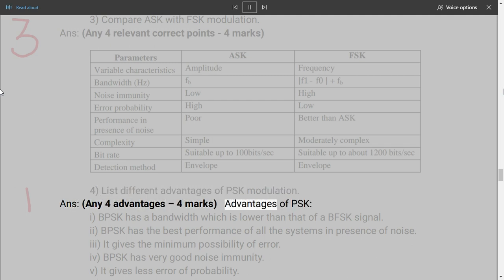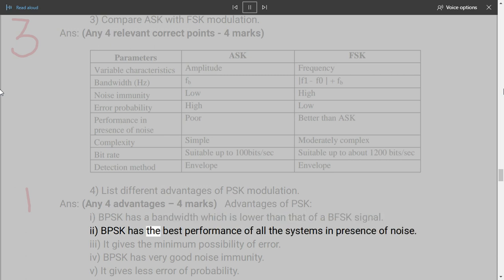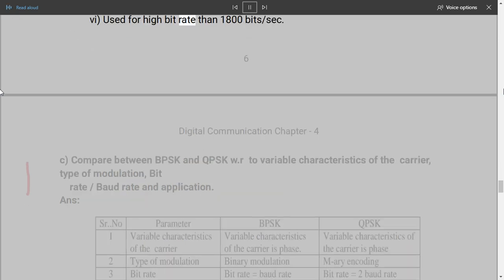Advantages of PSK. 1. BPSK has a bandwidth which is lower than that of a BFSK signal. 2. BPSK has the best performance of all the systems in presence of noise. 3. It gives the minimum possibility of error. 4. BPSK has very good noise immunity. 5. It gives less probability of error. 6. Used for bit rates higher than 1800 bits/second.